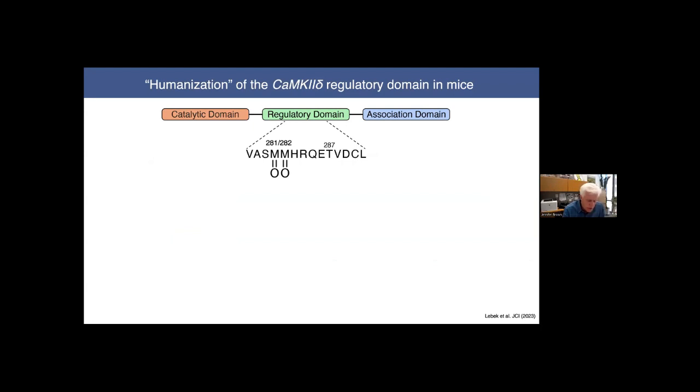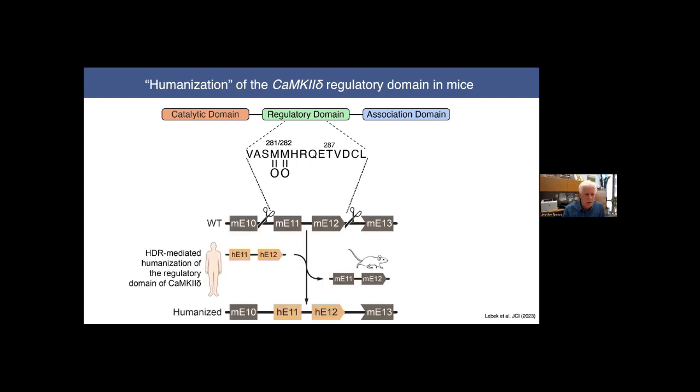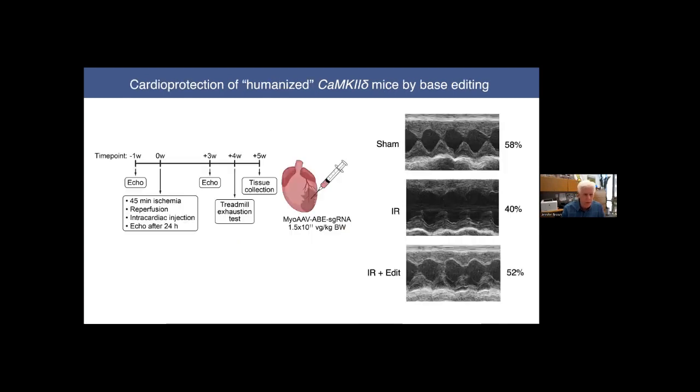from the mouse to ask, could we really translate this toward the human setting? And so in this case, we created humanized mice, once again, where we took the regulatory region that's subject to these post-translational modifications, and we inserted this region encoded by exons 11 and 12 for the aficionados of CAMK in the audience. We replaced the mouse gene with the human gene, so now we have mice that harbor the target genomic sequence from human, and we can then use human guides to edit those target nucleotides.